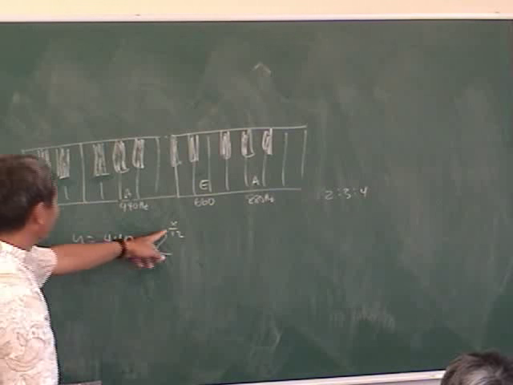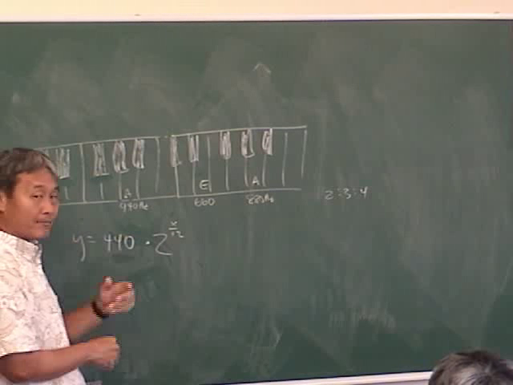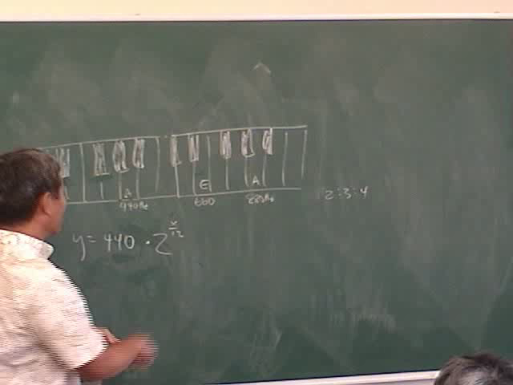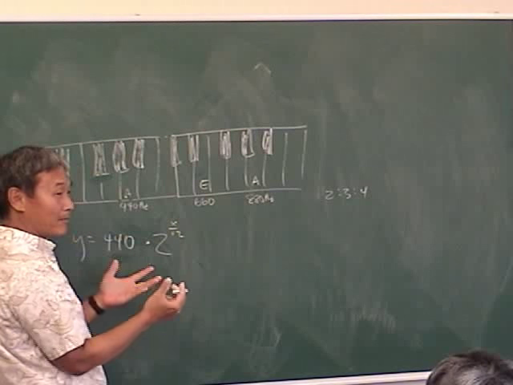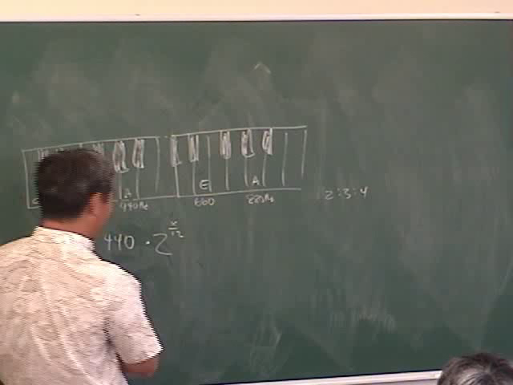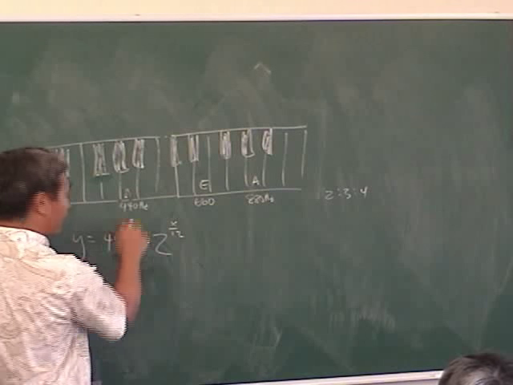Here, x is the number of half steps above the A above middle C. So if you're at the A above middle C, you're not any half steps above it or below it. So if you plug in 0 for x, what do you get? 2 to the 0 is 1, times 440, you get 440.